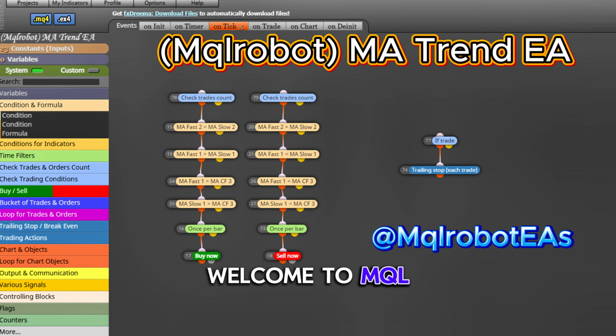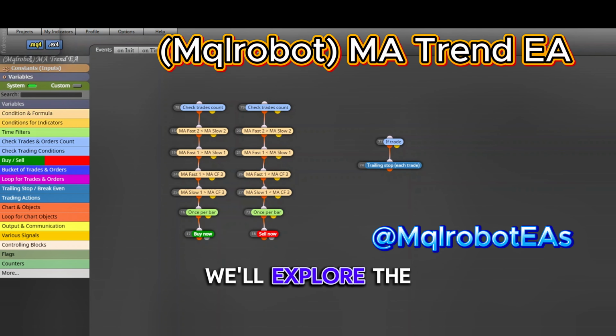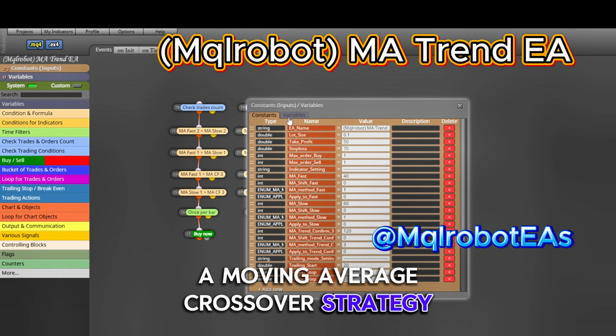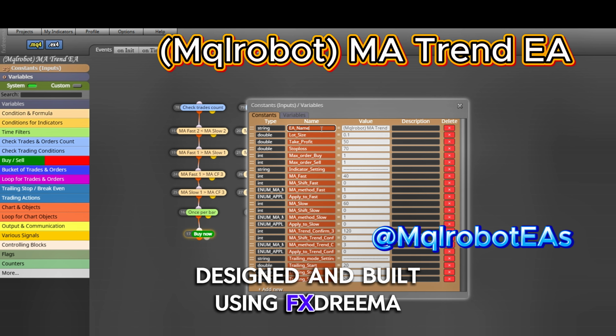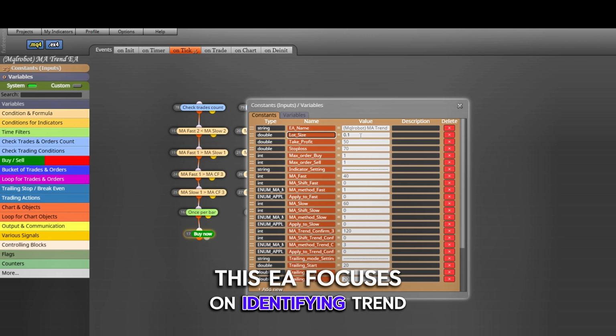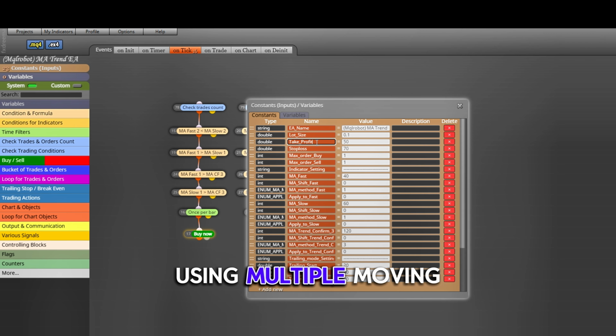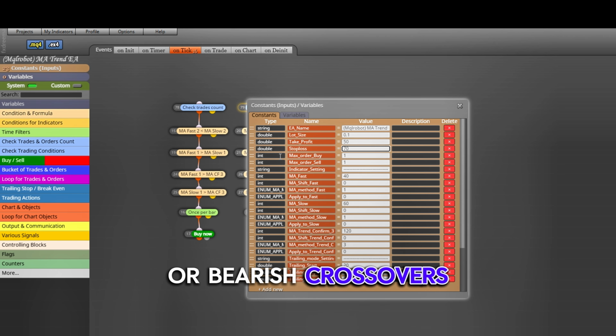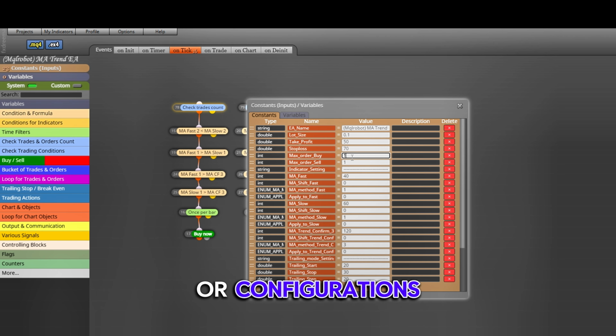Welcome to MQLrobot EAS. In this video, we'll explore the structure of a MetaTrader moving average crossover strategy designed and built using FXdreema with no coding required. This EA focuses on identifying trend directions using multiple moving average filters. It's structured to detect bullish or bearish crossovers across different timeframes or configurations.